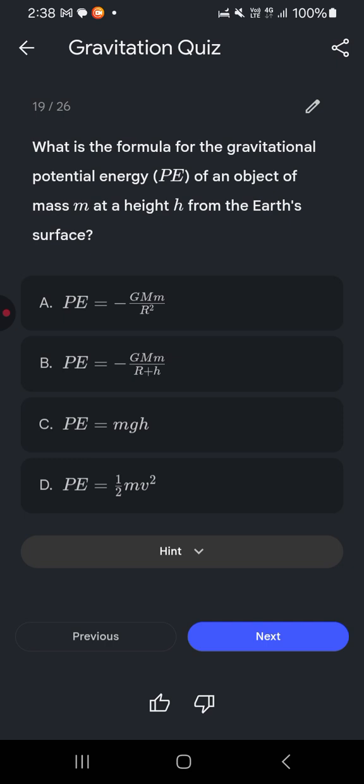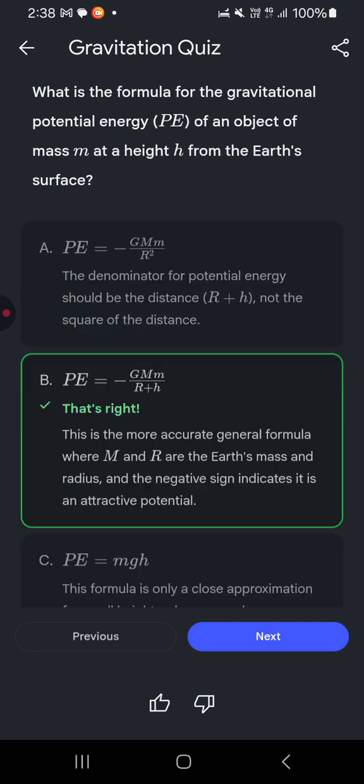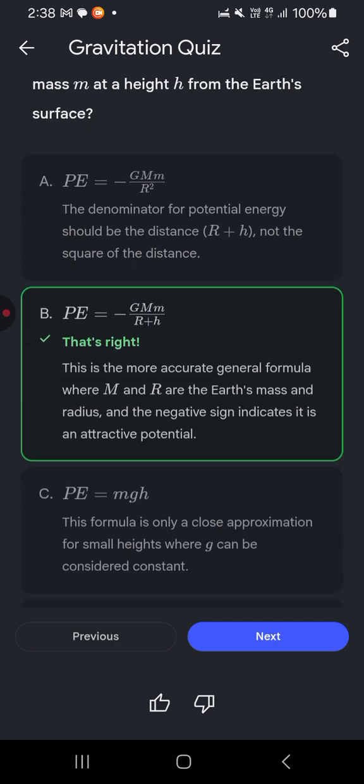What is the formula for the gravitational potential energy of an object of mass m at a height h from the Earth's surface? The correct option will be B. The gravitational potential energy will be given by this formula, minus GMm upon R plus h, where M and R are the Earth's mass and radius, and the negative sign indicates it is an attractive potential.